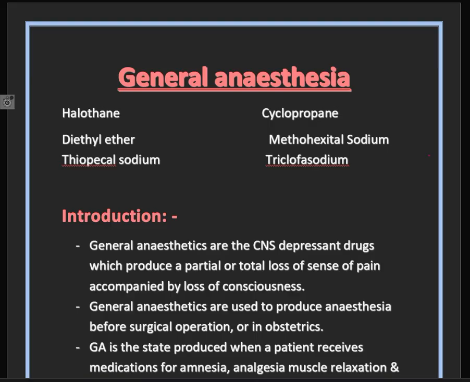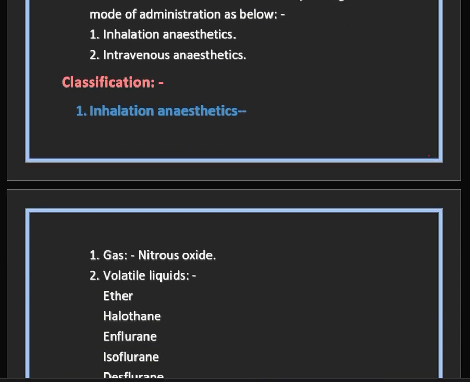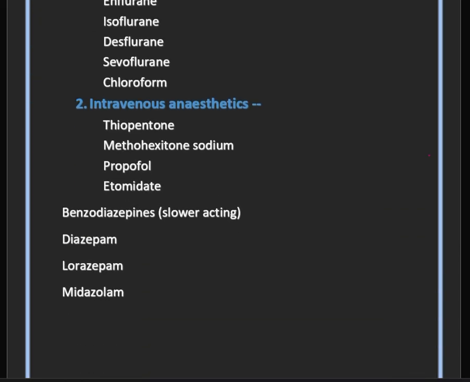First, you want to know the meaning of general anesthesia. In the last lecture we already discussed local anesthetics. Local anesthetics are used only in a local area, that means only the main part is anesthetized, but general anesthesia is used on the whole body, that is, there is loss of consciousness. General anesthetic drugs are also used in surgery.